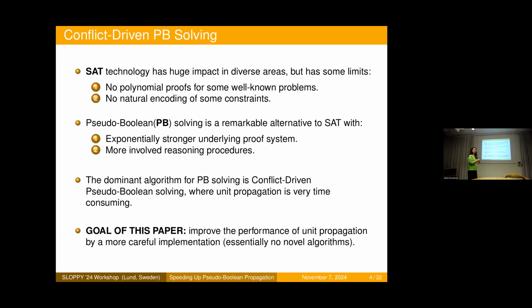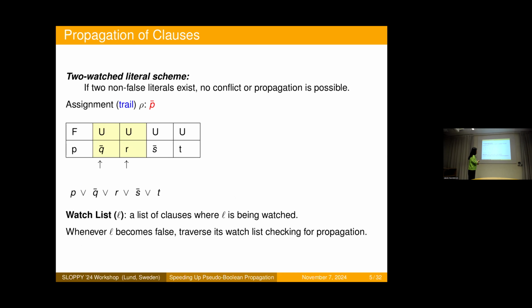In pseudo-Boolean solving, unit propagation is very time-consuming. So the goal of this work is to improve the performance of unit propagation by careful implementation. So essentially, there are no novel algorithms. In pseudo-Boolean solving, there can be three types of constraints.